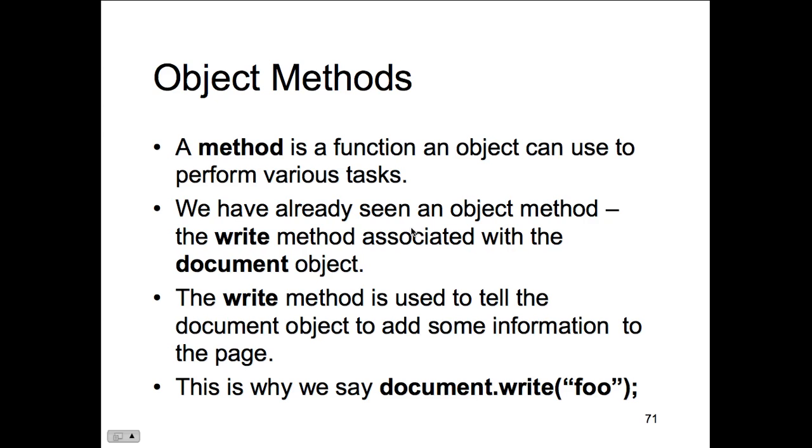Other methods. A method is a function an object can use to perform various tasks. So we have those two components associated with objects: the data members and the member functions, or methods, I should say. We have already seen the object method write. The write method is used to tell the document to add some information to the page. This is why we say document.write.